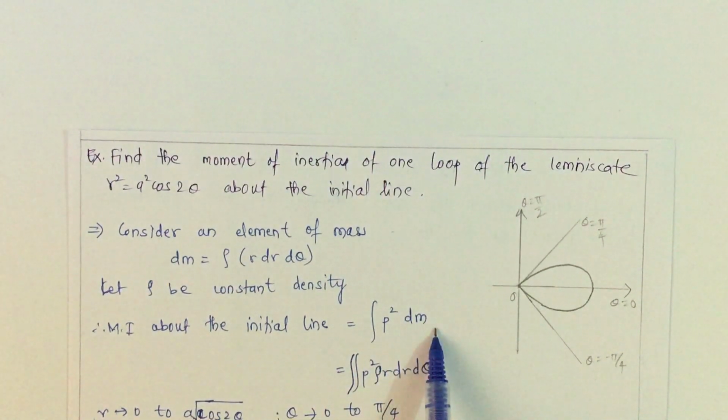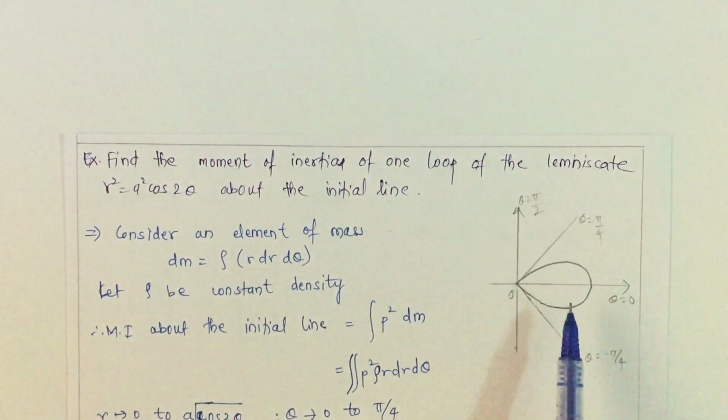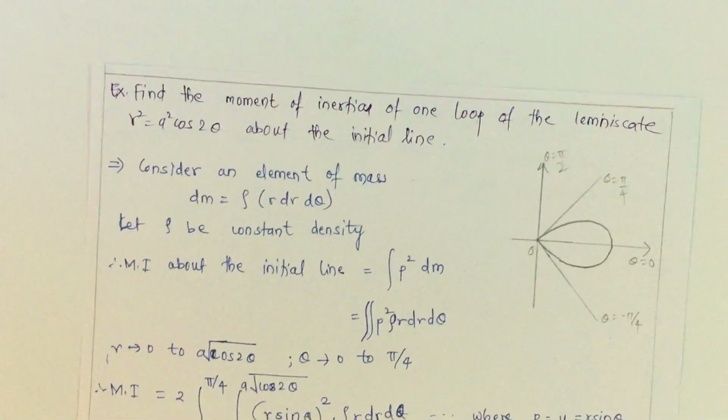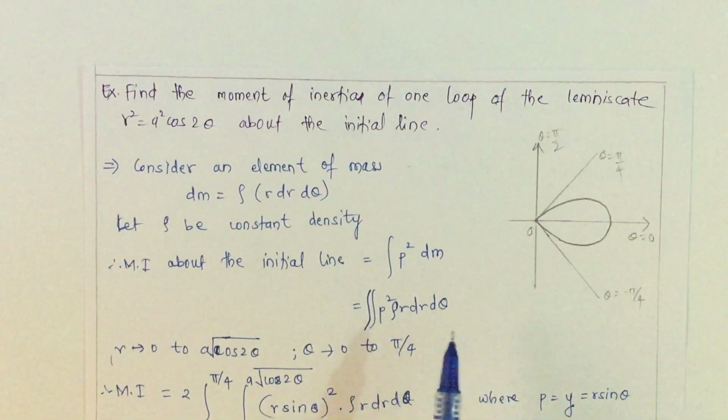Integral p square dm, and since this depends on r and theta, we convert it to polar form. So the double integral becomes p square rho r dr d theta, right? What will be p here?